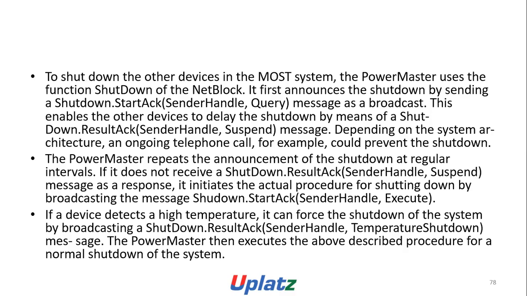Depending on the system architecture, an ongoing telephone call, for example, could prevent the shutdown. The power master repeats the announcement of the shutdown at regular intervals. If it does not receive a shutdown result, suspend message as a response, it initiates the actual procedure for shutdown by broadcasting the message shutdown start, execute. If a device detects a high temperature, it can force the shutdown of the system by broadcasting the shutdown result, temperature shutdown message.